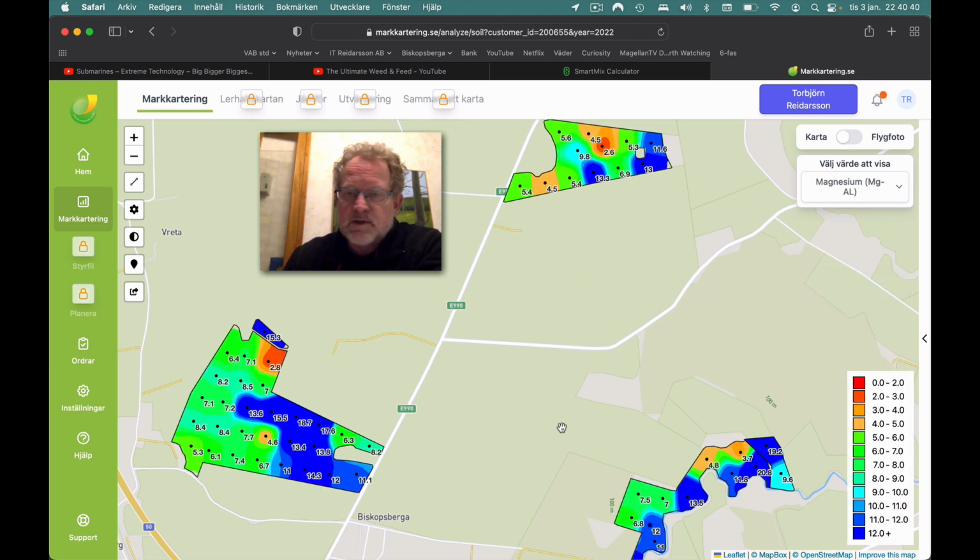Magnesium, some areas with pretty high values here, and that correlates with the soil compaction that I've seen there. High clay, high magnesium, compact soil.